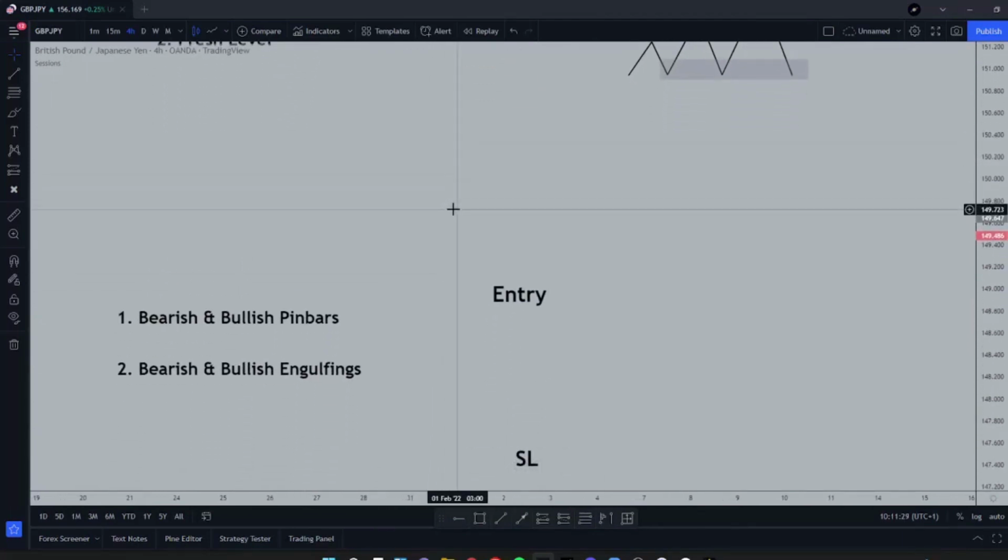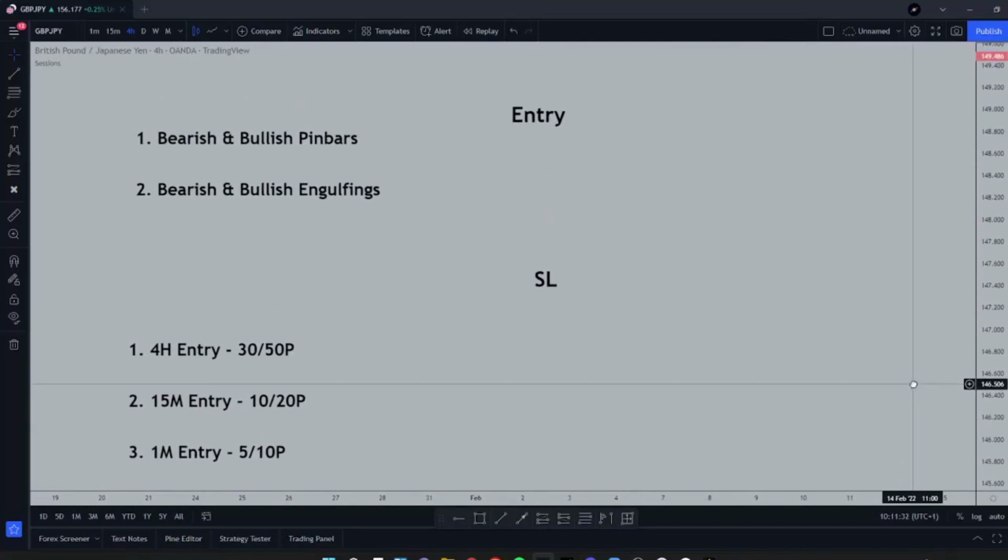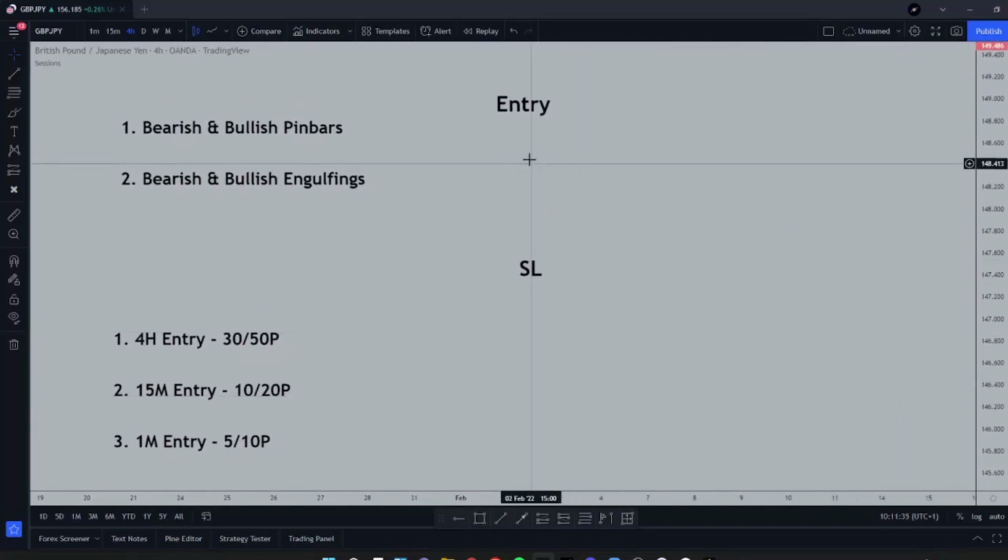Now let's talk about entry, stop losses, and further on targets. So for entries, we look at two things. We look at bearish and bullish pin bars. We have bullish pin bars, and we have bearish pin bars. Okay, I'm gonna look for bullish pin bars in buy zones, in demand zones, and we're looking for bearish pin bars in supply zones.